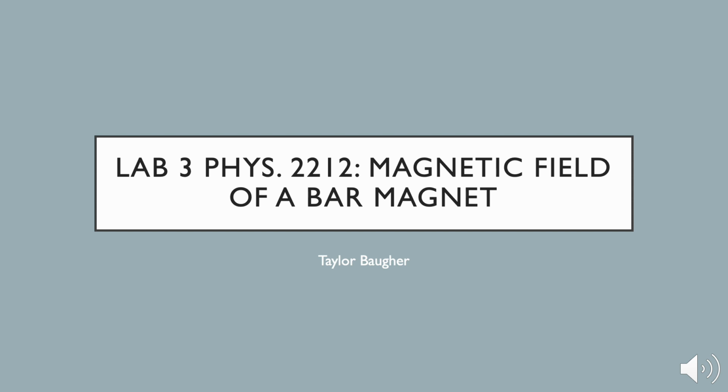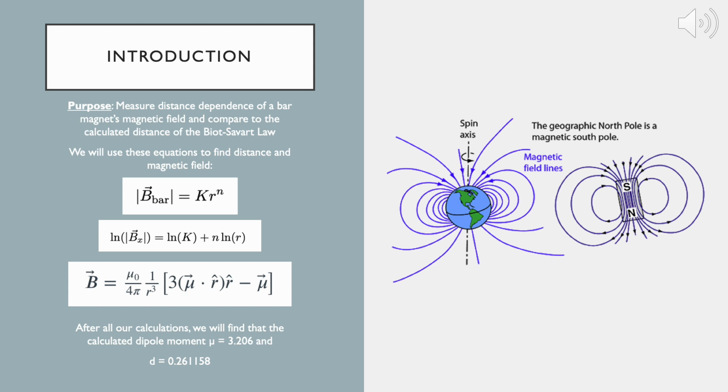Hello, this is Taylor Balker, and I'm going to be presenting Lab 3 of Physics 2212, the magnetic field of a bar magnet. The purpose of this lab is to measure the distance dependence of a bar magnet's magnetic field and compare this to a calculated computational distance via the Biot-Savart law.